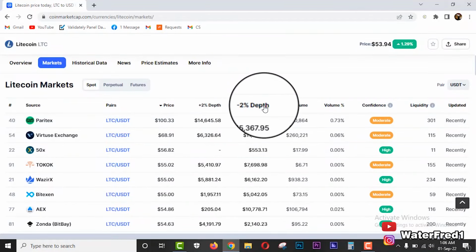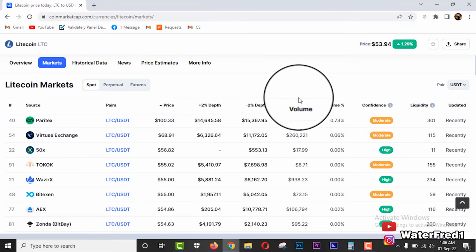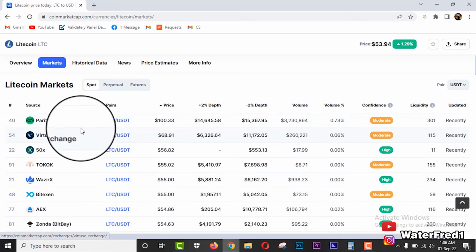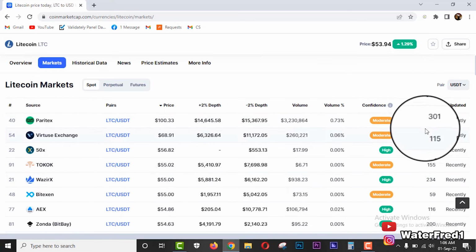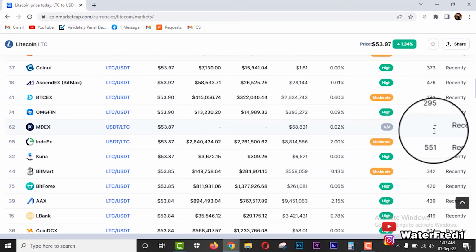You don't have to be greedy about this. You have to make sure that whenever you are choosing an exchange to buy from and sell to, at least the liquidity is not zero. Make sure that the liquidity is not reading zero. Anyone that you see the liquidity like this, don't go for it.